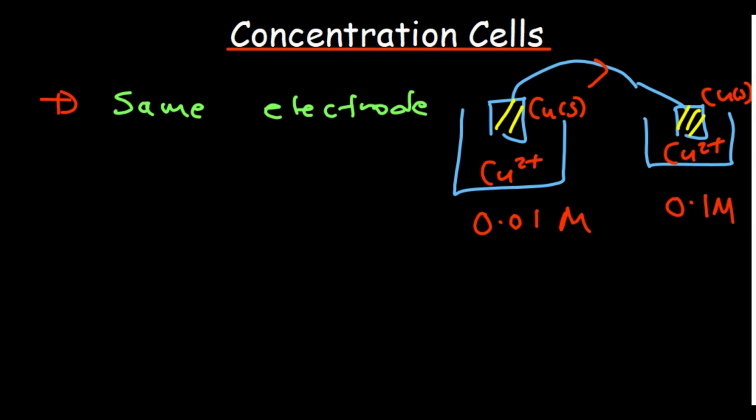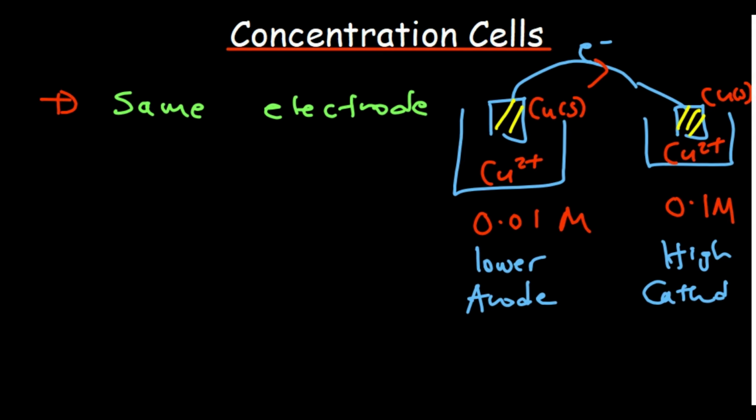What happens in a concentration cell is that electrons will move from where there is lower concentration to where there is a higher concentration. In this case, electrons will move from the left to the right. Where there is a lower concentration, we take that to be our anode, and where there is a higher concentration, that is the cathode. At the anode, oxidation occurs. At the cathode, reduction occurs.